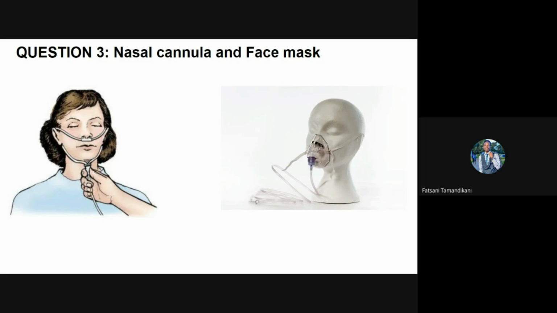Nasal cannulas are flexible tubes that are placed under the nose, and the tube has two nasal prongs that go inside the nostrils and a smaller tubing to hook around the ears and hold the nasal cannula in place. On the other hand, oxygen masks cover the mouth and nose and are held in place using a plastic band that wraps around the back of the head.